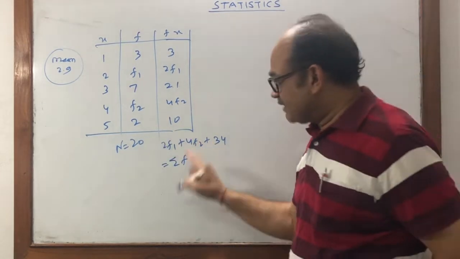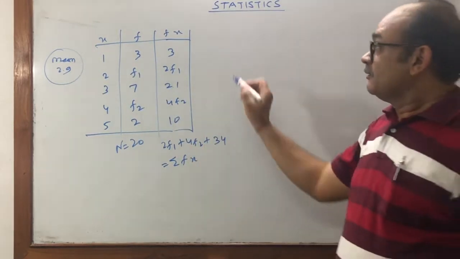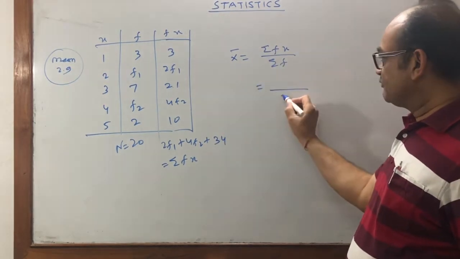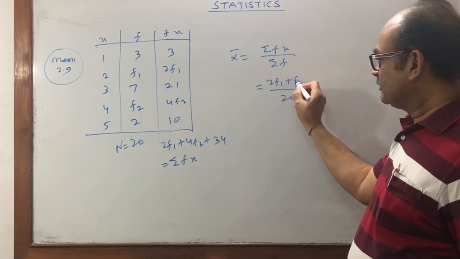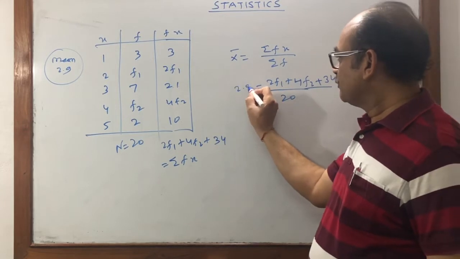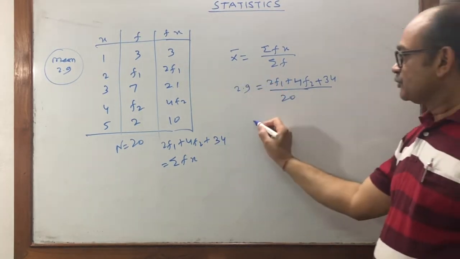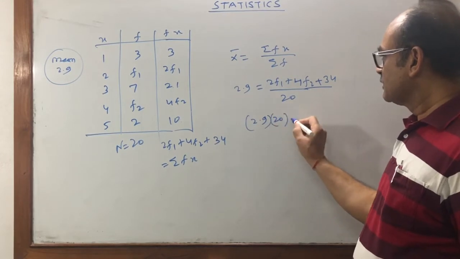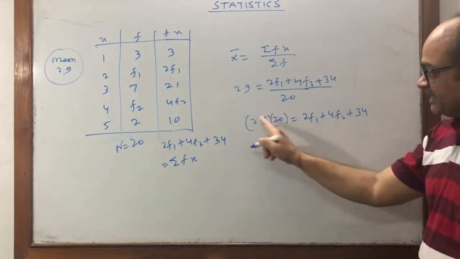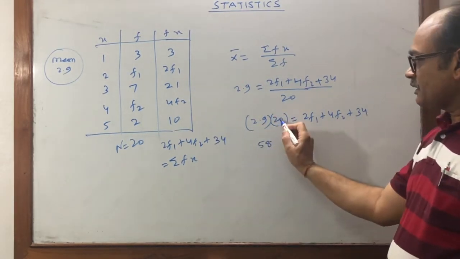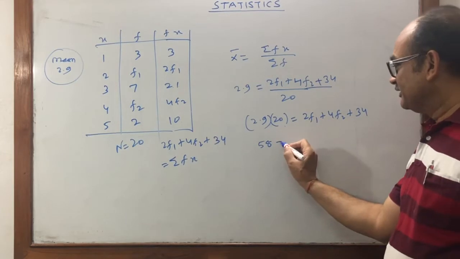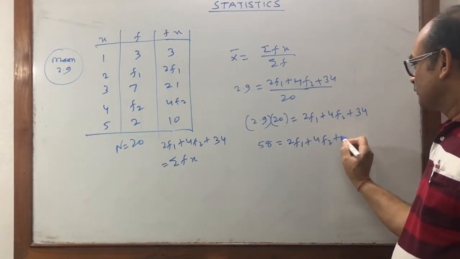N is given, sigma fx is given, mean is given. Apply the formula, but first write the formula: sigma fx upon sigma f. So sigma f is given to you as 20, and this one is given to you, 2f1 plus 4f2 plus 34, and mean is given 2.9. Cross multiply. 2.9 into 20 equals 2f1 plus 4f2 plus 34. Multiply these two. If you multiply by 10, it will be 29. 29 into 2, 58 equals 2f1 plus 4f2 plus 34.